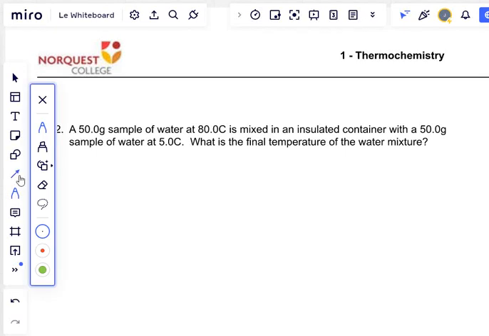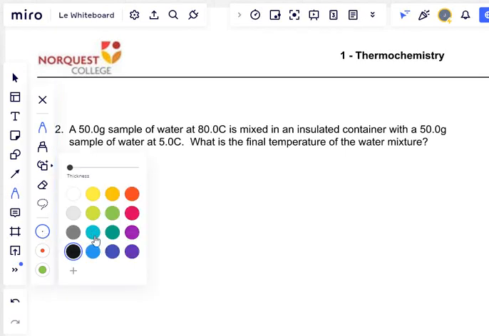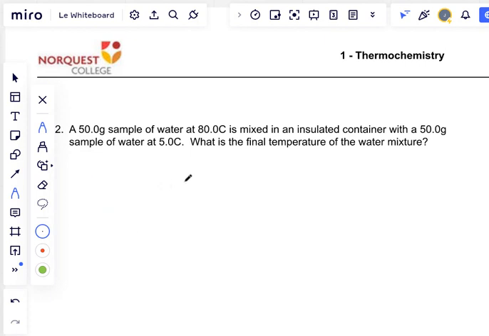Hello again. We're still in heat lost versus heat gained, but this one's equals heat gain, sorry. But this one is a little bit different in that there's no chemical reaction happening. What happens here is they take 50 grams of hot water and they pour it into the same container as 50 grams of cold water. And they ask what's the final temperature of the mixture.